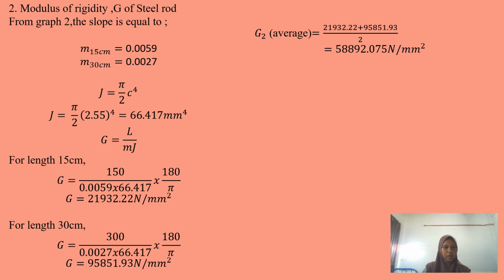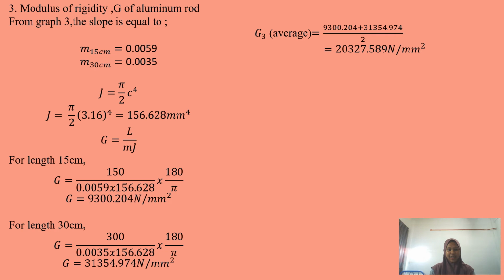We get 21,932.22, and for the length 30 centimeter, we get 95,851.93. After that, we calculate the average. We add both of them and divide by 2, we get 58,892.075 Newton meter to the power of negative 2.